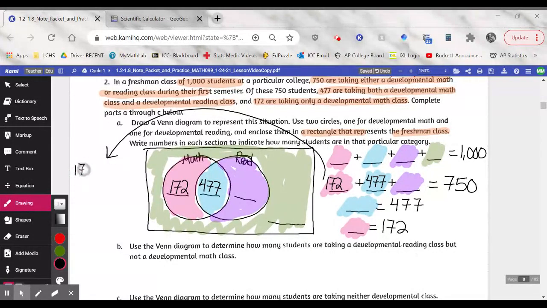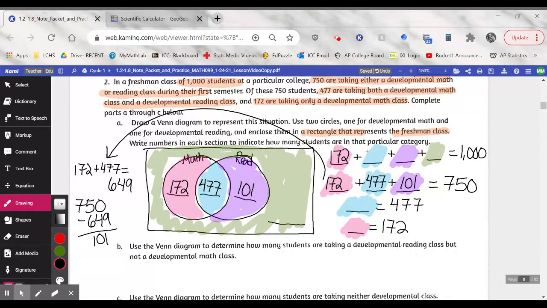I can take 172 plus 477, add those up. I get 649, and I know that these two plus the purple will add to 750. So I'm going to take 750 minus the 649. So I get 101. So the purple is 101. All right, that means that I have enough information to find the green.